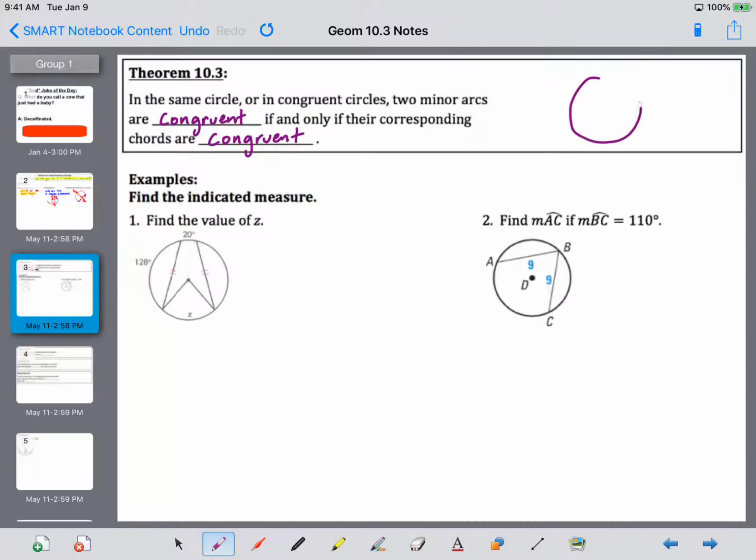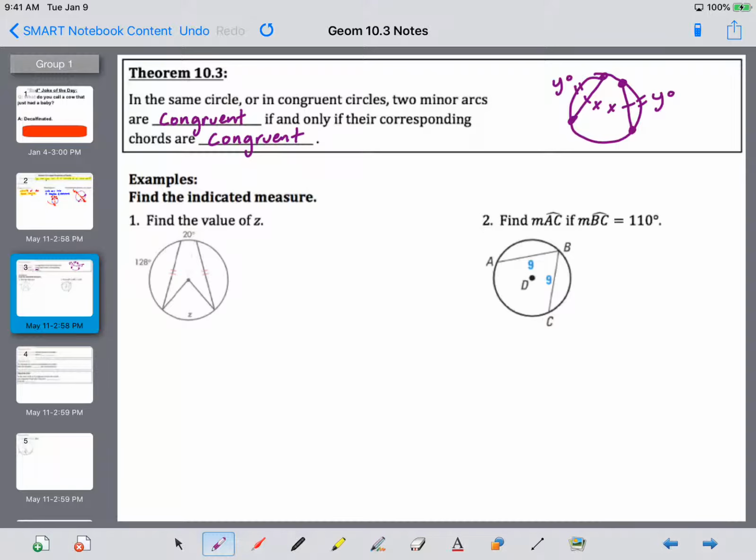So draw a circle, and then go ahead and draw a chord here, and then another chord over here. The only way that those two chords are going to be congruent, so if you want this and this to both be the same number of units long, well, it turns out this arc and this arc have to be the same number of degrees. So let's use that to look at an example or two.